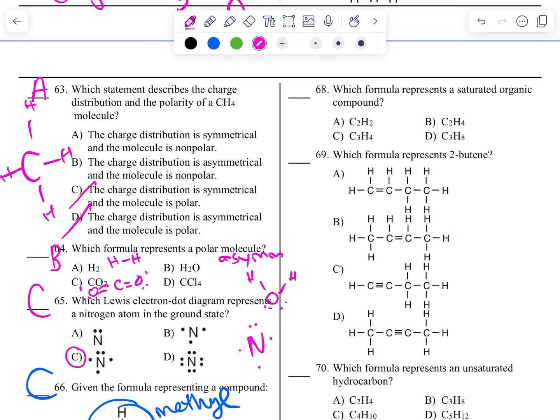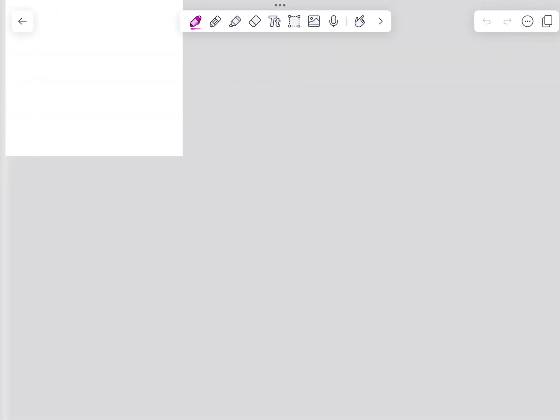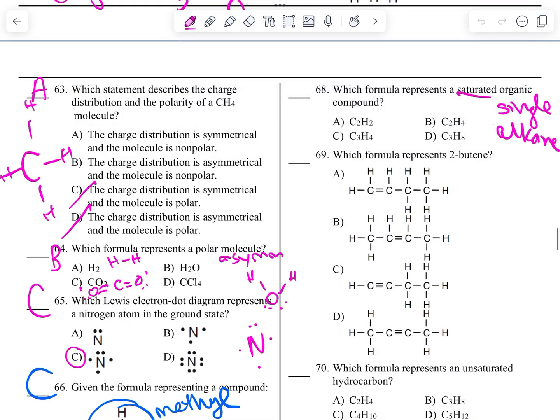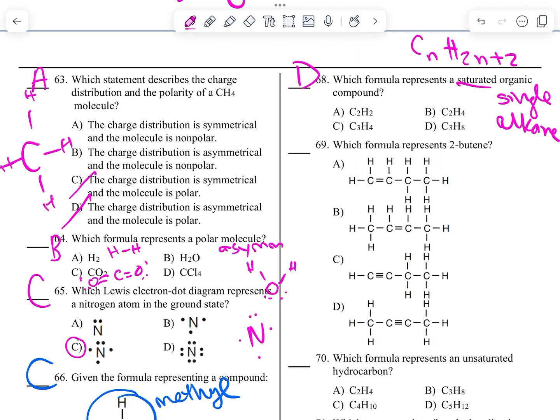68, which formula, hold on one second. Which formula represents a saturated organic compound? Saturated is single bonds, which is an alkane. So an alkane, coming back here, CnH2n plus 2. So who's got double the carbons plus 2? That would be D.